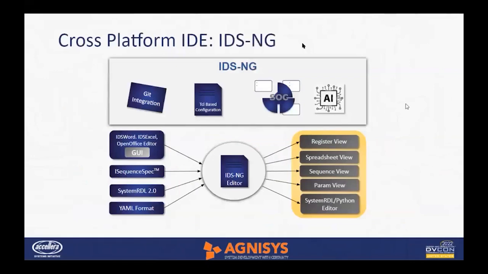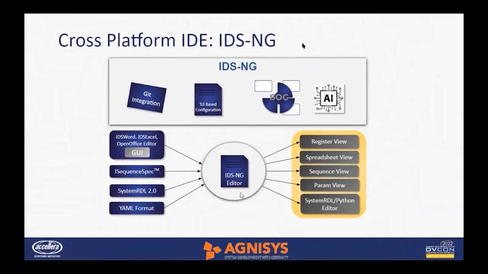So introducing the cross-platform IDE, IDS-NG, where the first step, specification, can be written in a Microsoft Word, Excel, or OpenOffice editor based GUI, and it can also import a specification which may be in Word, Excel, or OpenOffice format. Then its sequence information can also be captured in IDesignSpec in the same IDS-NG GUI. And a SystemRDL 2.0 editor is also supported in IDS-NG. Apart from that, the specification can also be taken in YAML format.